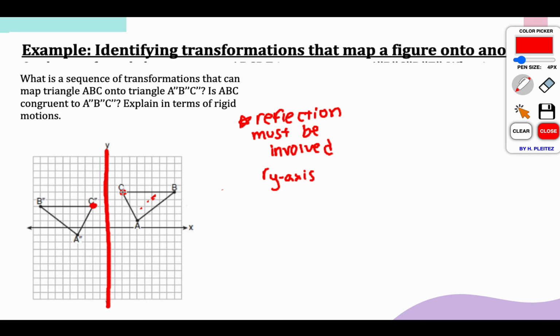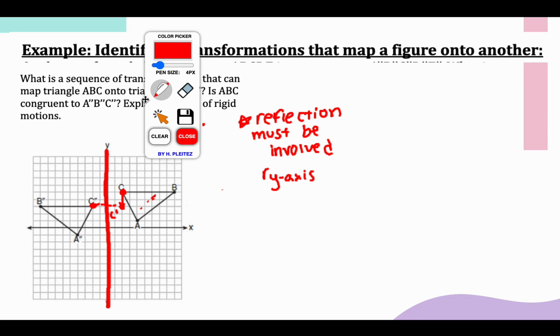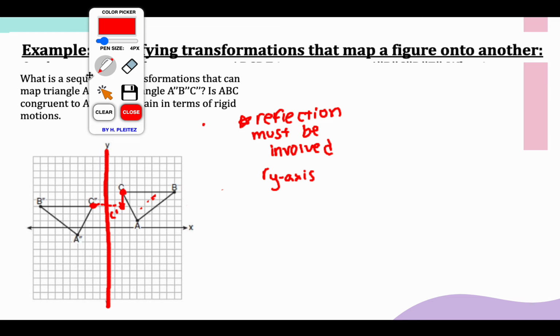So I can see if I take point C and bring it down a little bit, then that would be a perfect mirror image. If C prime was here and we do that reflection over the y-axis, it would map onto C double prime. So the first thing we need to do is take triangle ABC and translate it 2 units down, which means we're going to subtract 2 from our y value.